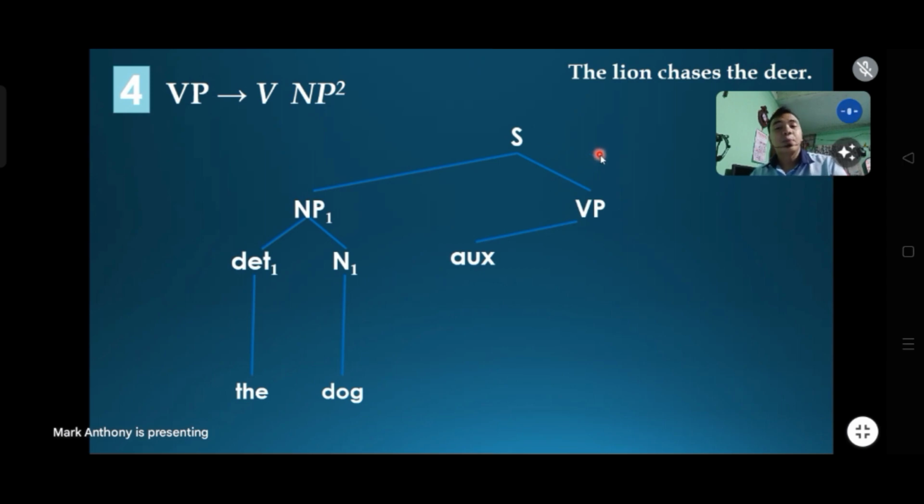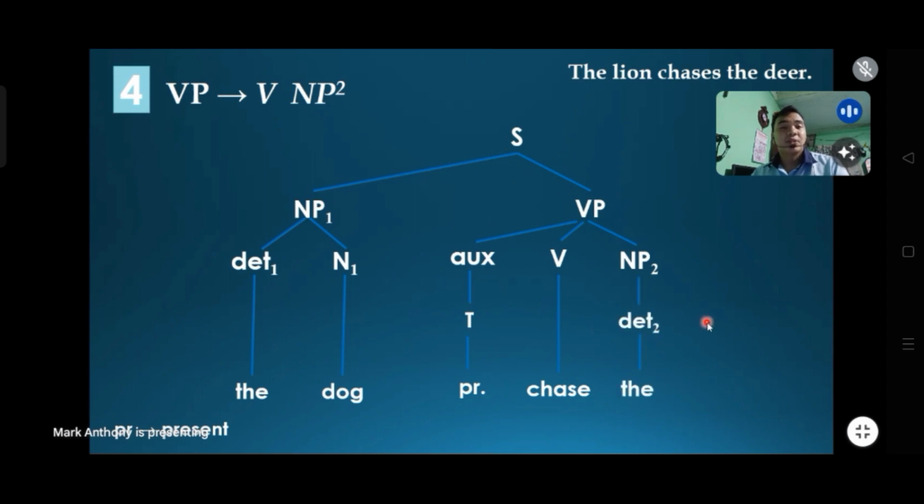While in the verb phrase, we have here an AUX, or auxiliary, and a T, which means the tense, and PR, which means present. So these constituents pertain to the verb itself, which is chase. And it is followed by our second noun phrase, which is the deer. So we have here the determiner and the noun itself.